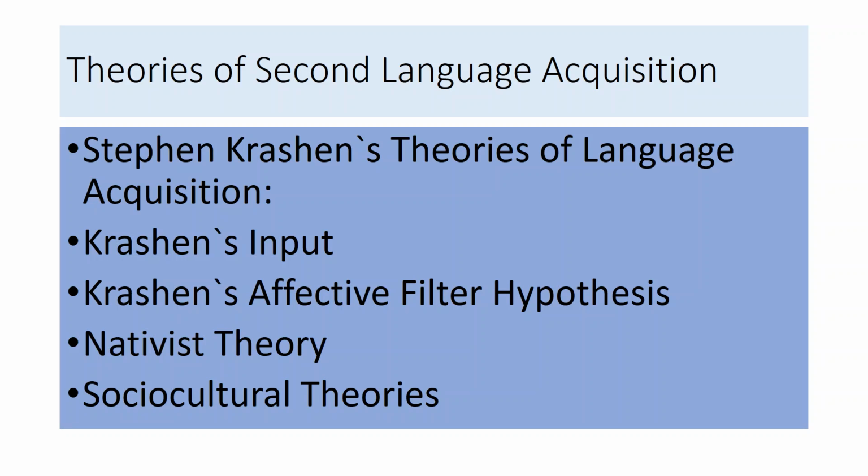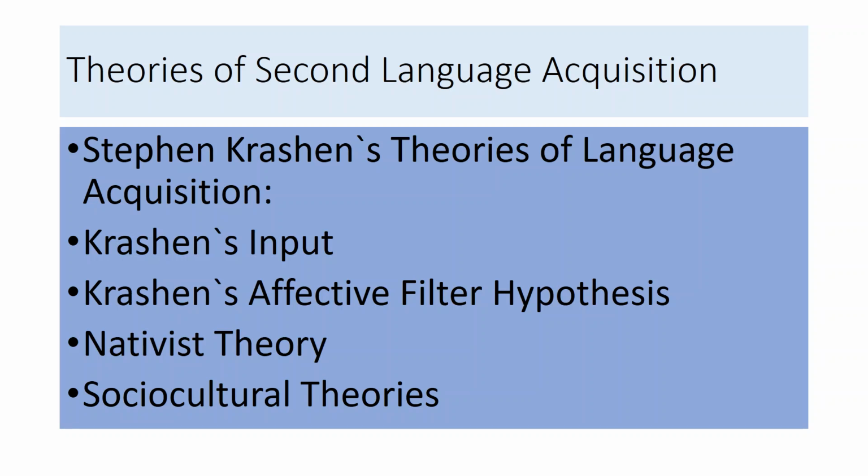The next theory implies that any language acquisition is inborn. So many nativists believe that this predisposition is a systematic perception of language around us, resulting in the construction of an internalized system of language.